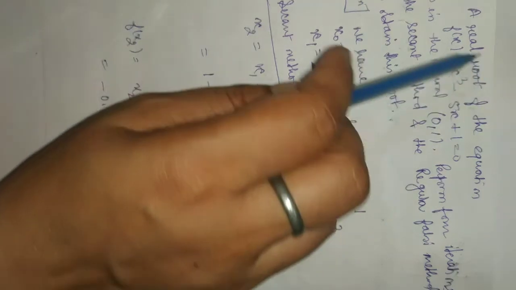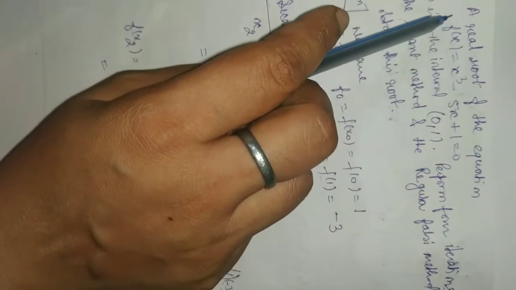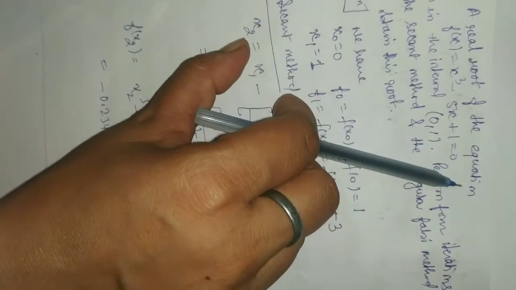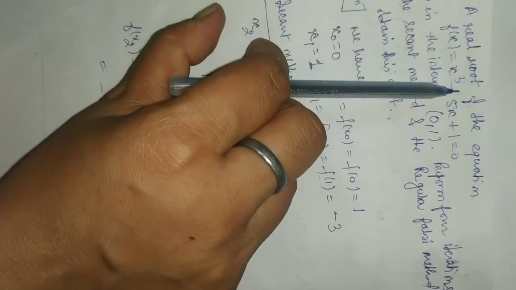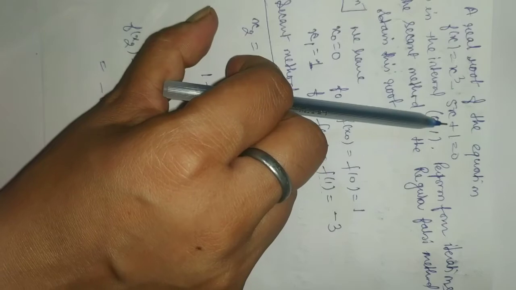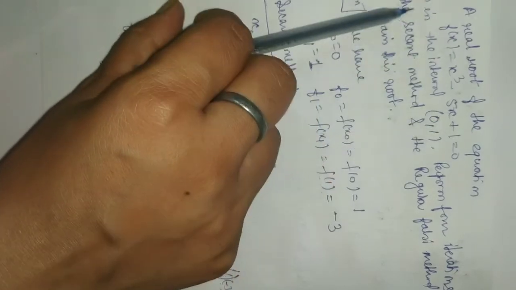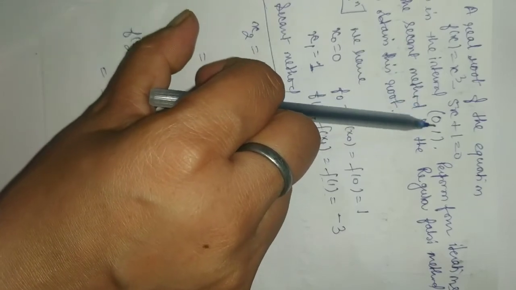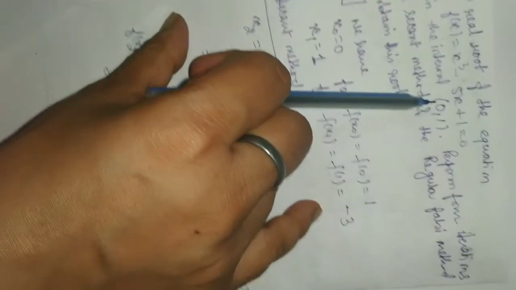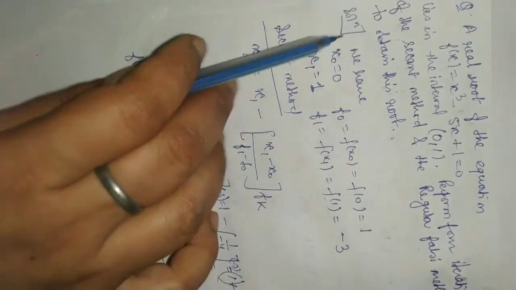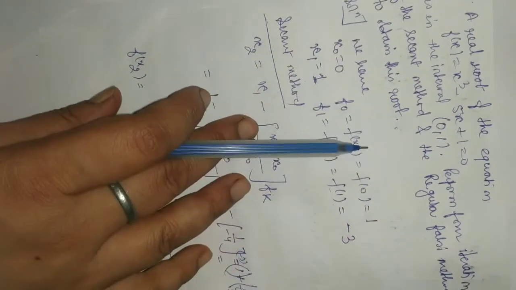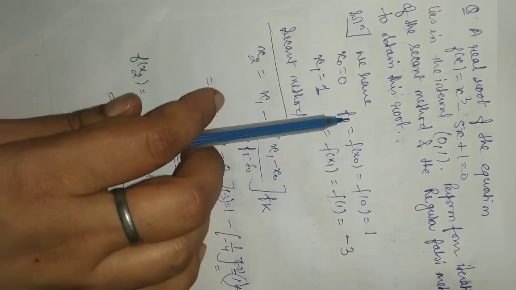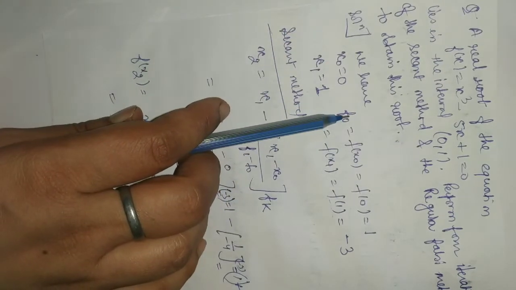Here it is given that we have to find a real root of the equation f of x is equal to x cube minus 5x plus 1 equals 0, which lies in the open interval (0, 1). We have to perform 4 iterations of the secant method and the Regula Falsi method to obtain this root.